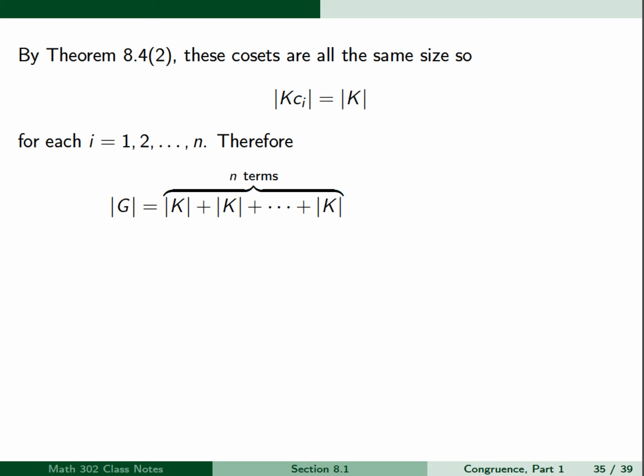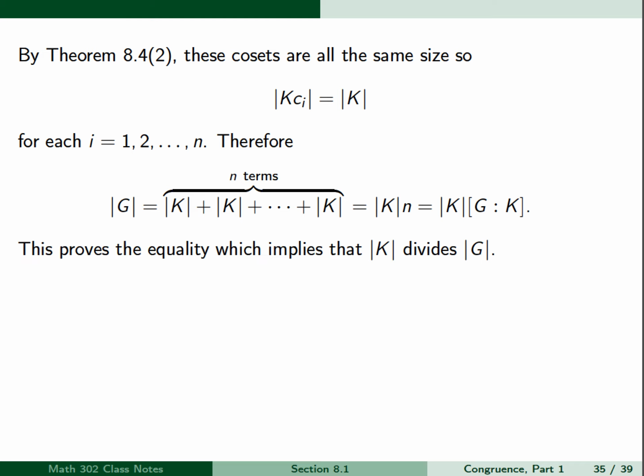Therefore, |G| is equal to the cardinality of K added to itself n times, which is equal to |K| times n, and n was the index of K in G. So this proves the formula in the theorem: the cardinality of G is equal to the cardinality of K times the index of K in G. And this equality implies that the cardinality of K divides the cardinality of G, which is the other part of the theorem.